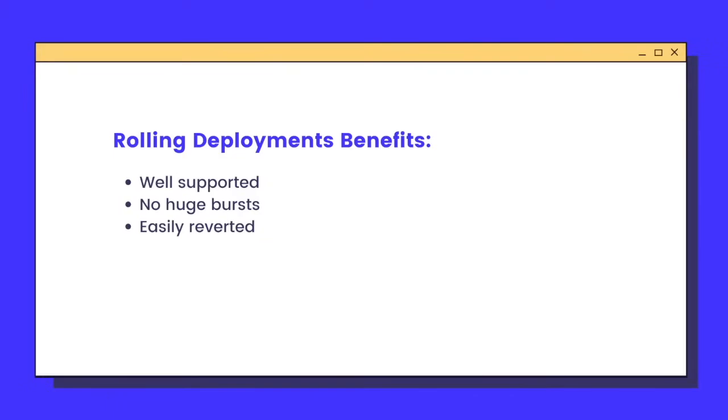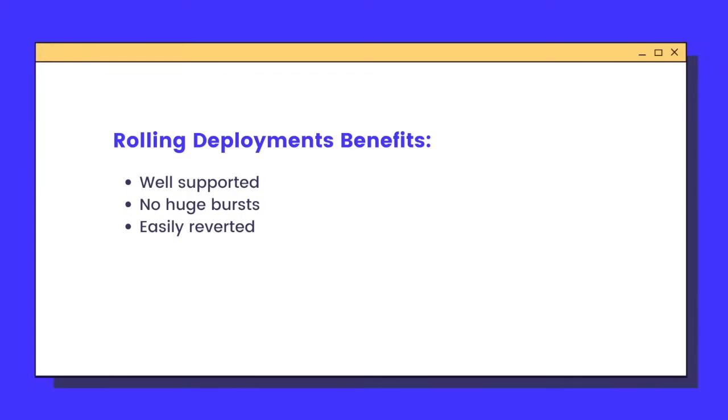So what are the benefits of rolling deployments over other ways of deploying things? Well, they're well supported. Rolling deployments are relatively straightforward to implement in most cases. They're natively supported in several orchestrators. If you've heard of Kubernetes, for example, Kubernetes helps you with this. AWS, Amazon Elastic Beanstalk, also supports rolling deployments.